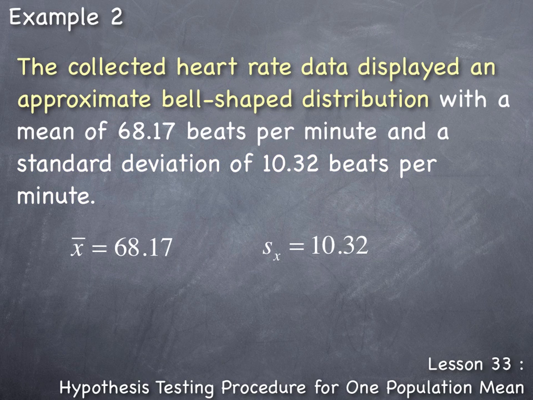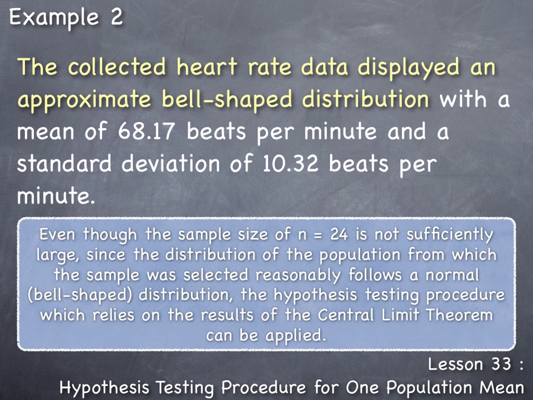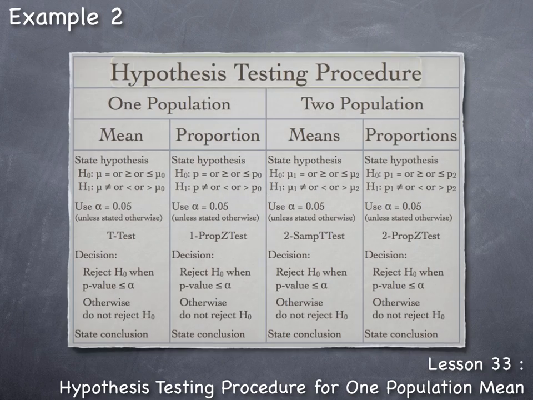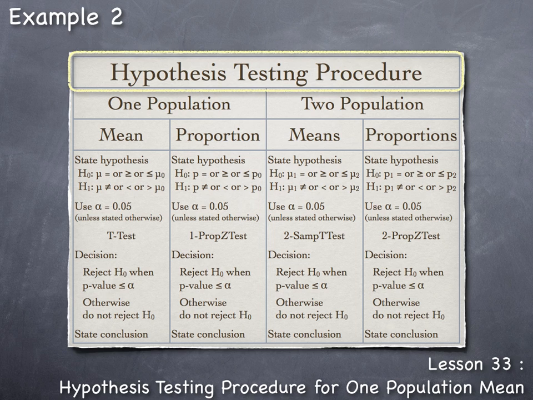Now, when we're told that the collected heart rate data displayed an approximate bell-shaped distribution, this is important because even though the sample size of n equals 24 is not sufficiently large, since the distribution of the population from which the sample was selected reasonably follows a normal or bell-shaped distribution, the hypothesis testing procedure, which relies on the results of the central limit theorem, can be applied. So we'll be conducting a hypothesis testing procedure for one population mean.